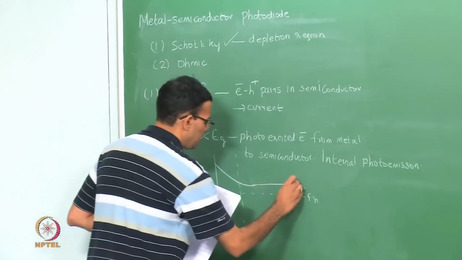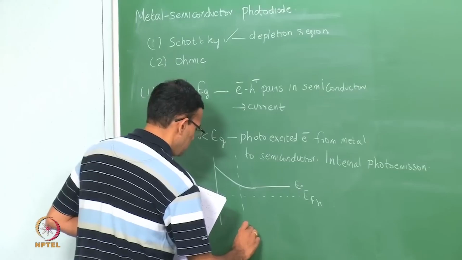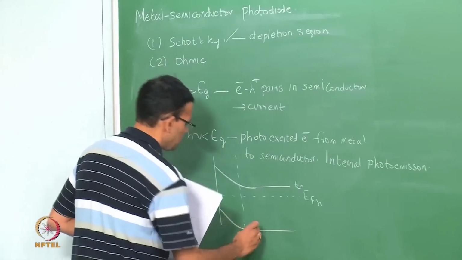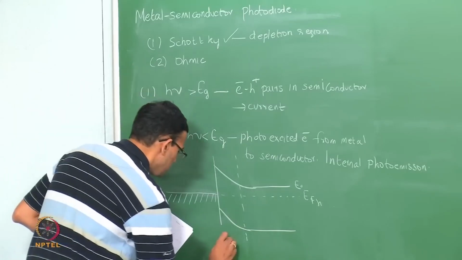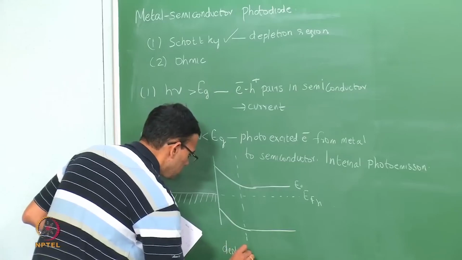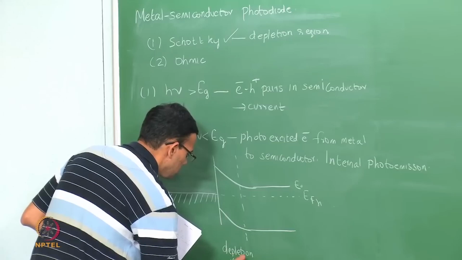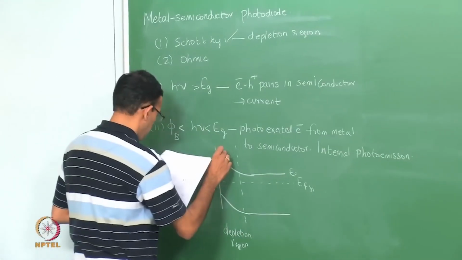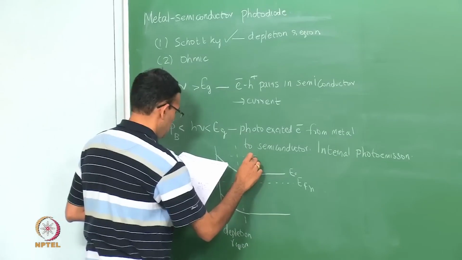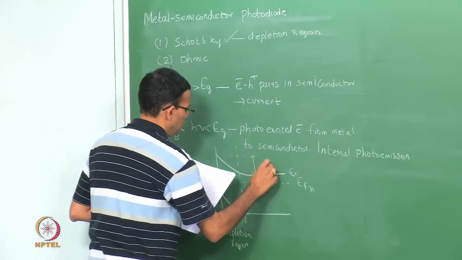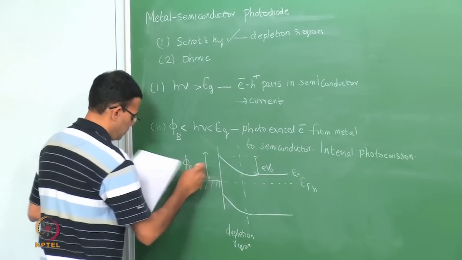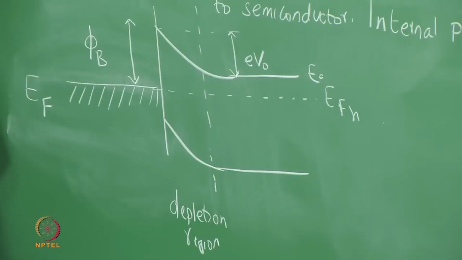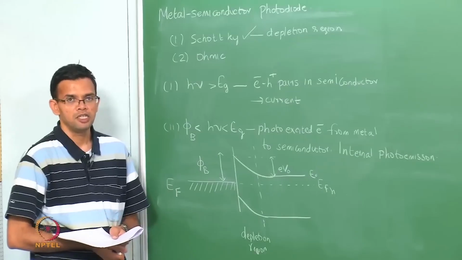I have my conduction band EC, and then I have my valence band, so that you have a depletion region on the semiconductor side. There is a built-in potential, which is eV naught, and there is a Schottky barrier height phi b. The Schottky barrier height depends upon the difference between the work function of the metal and the electron affinity of the semiconductor.